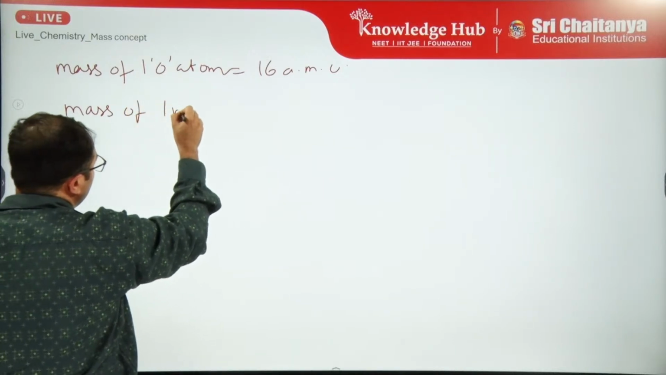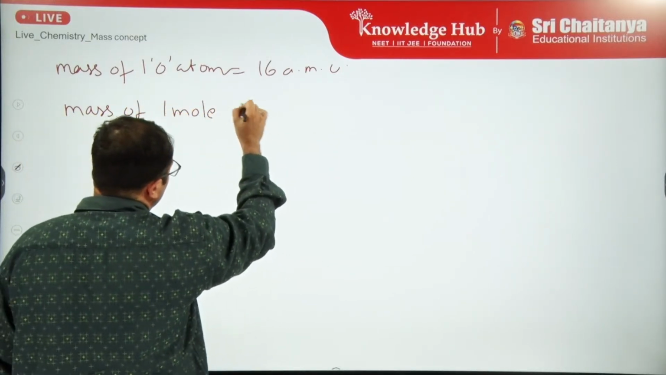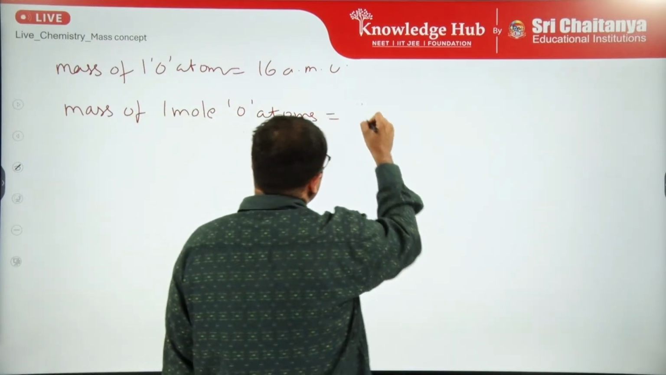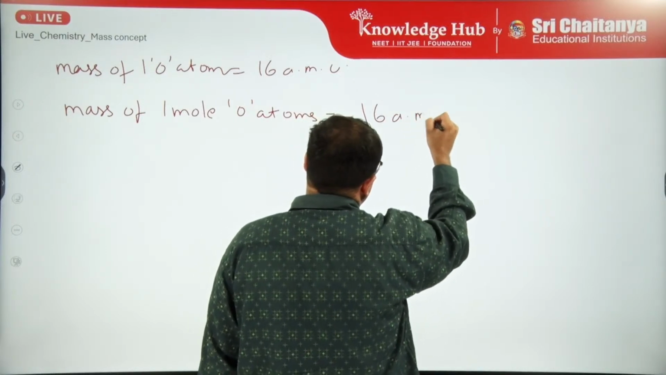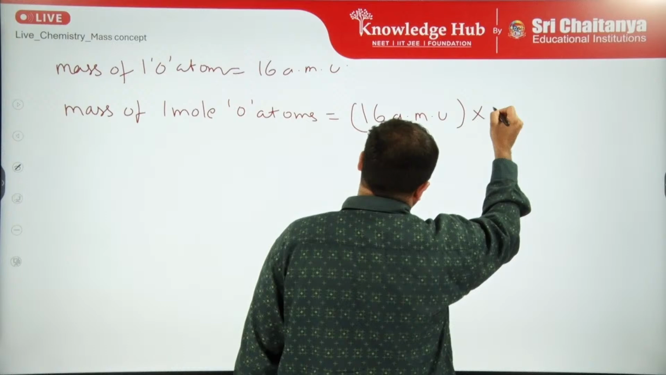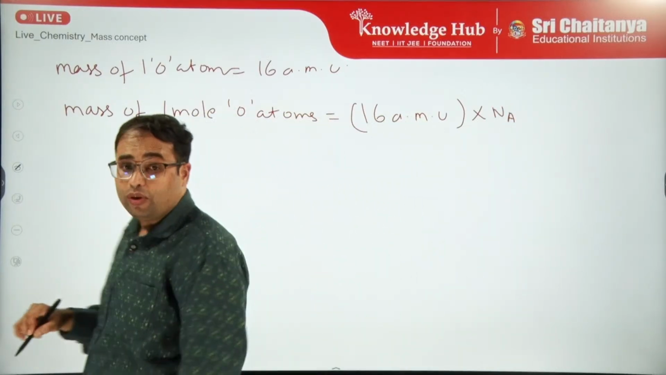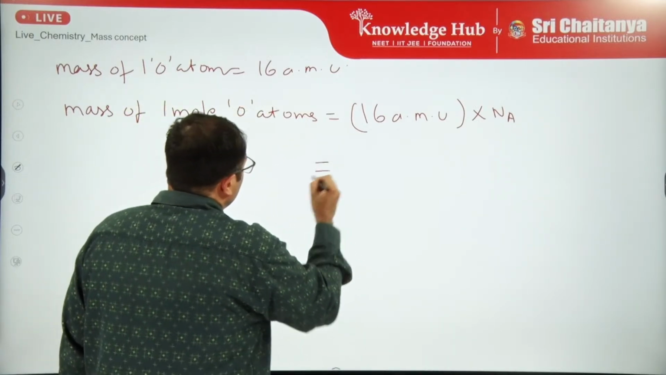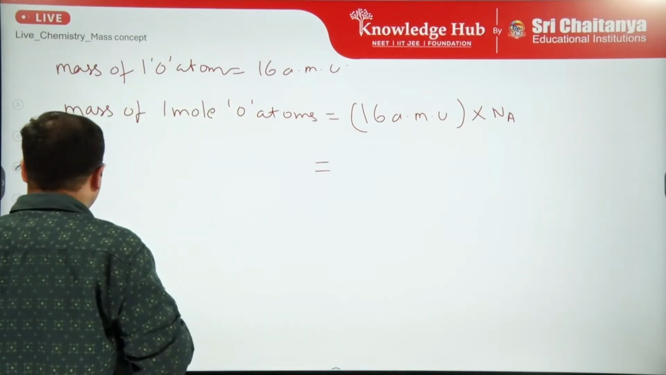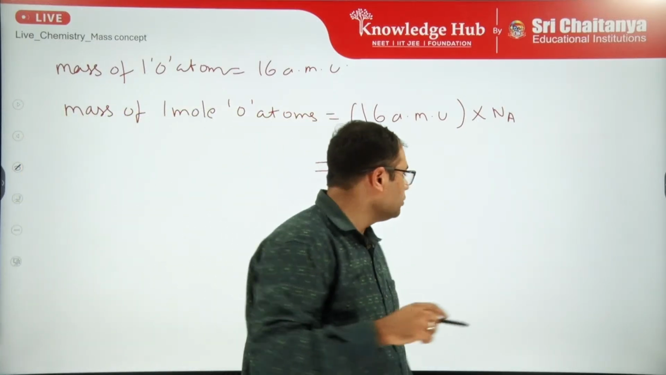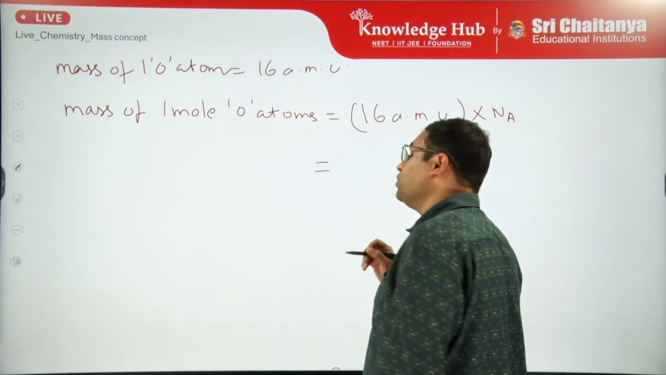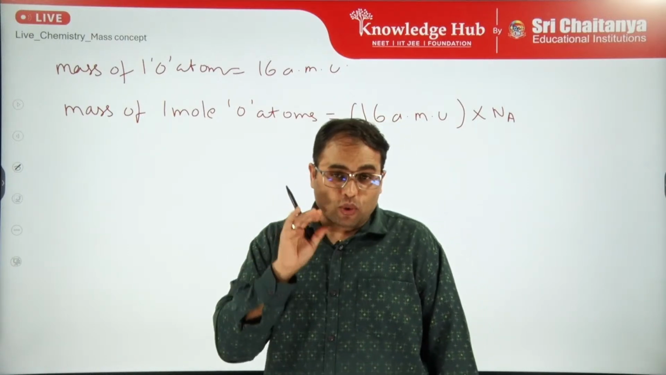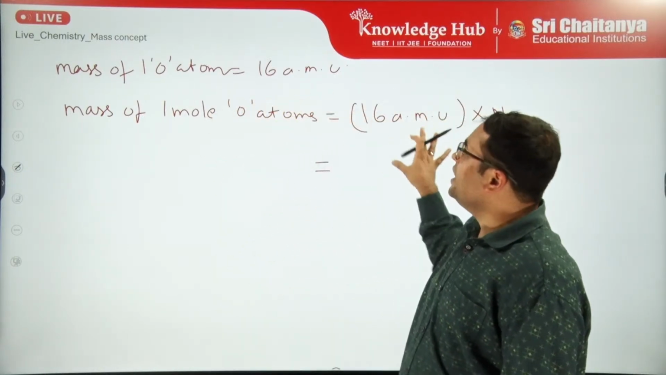Mass of 1 mole of O atoms will obviously be 16 AMU multiplied by Na, which is Avogadro's number. I have already told you that 6.023 into 10 raised to power 23 is Avogadro's number. Now, if you see the definition of molar mass, if you move backwards, you will see that according to the definition, it is the mass of 1 mole in grams. So I basically have to convert this complete thing into grams.